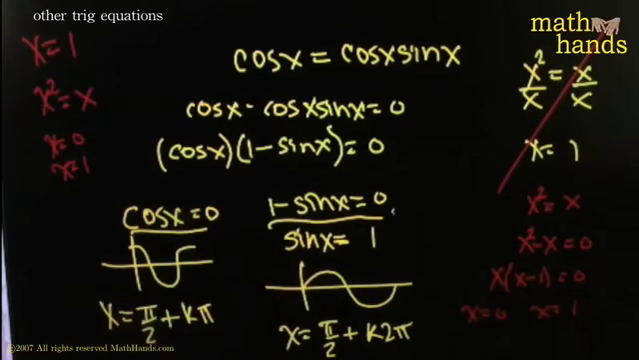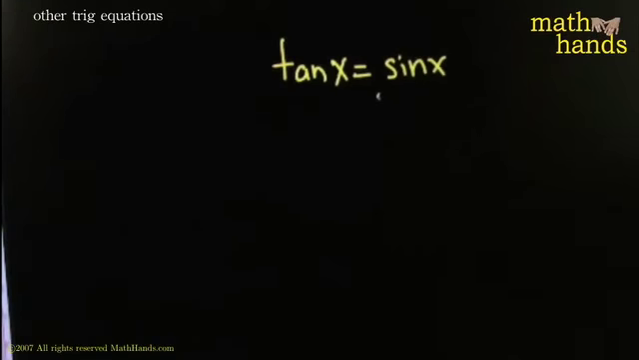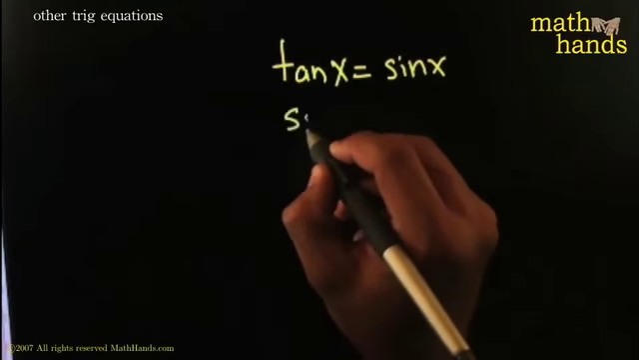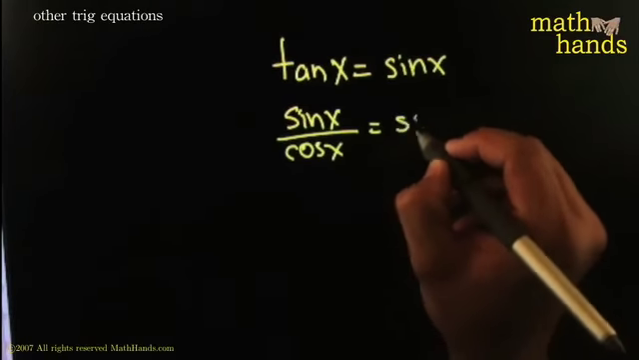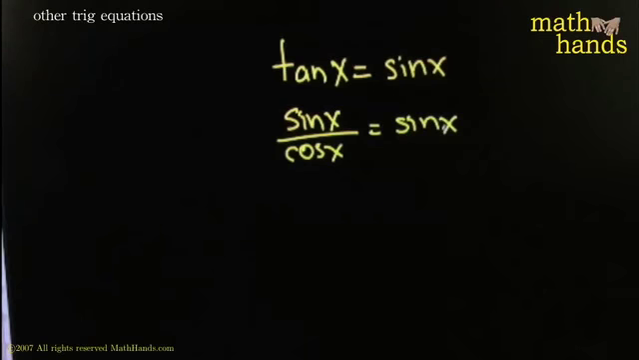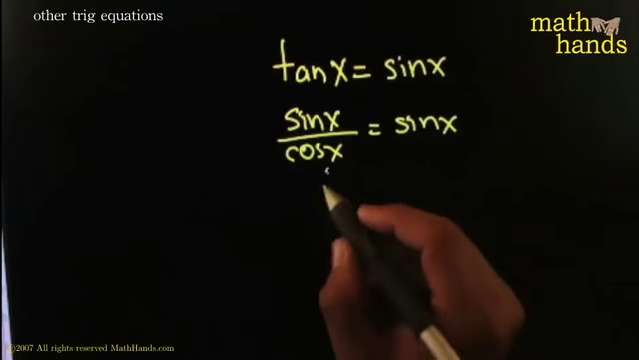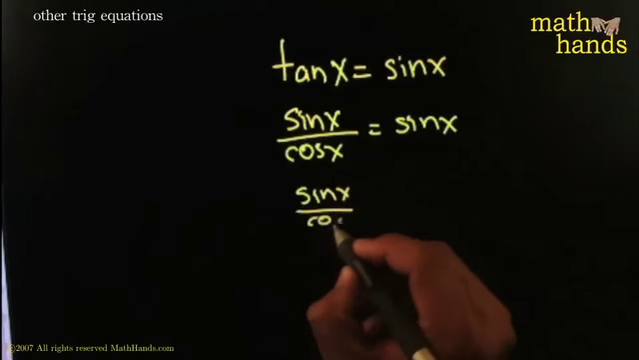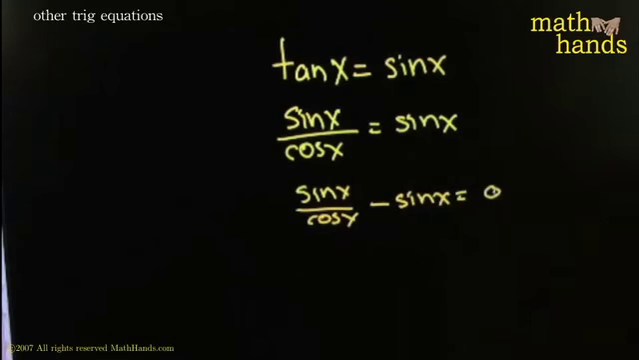Okay, let's look at the next one. This one's right out of the homework. Tangent x equals sine x. Here's what I'm thinking. The tangent is the same thing as sine x over cosine x, and that's equal to sine x. And then you could move everything to one side. So again, you don't want to cancel things because then you're throwing away solutions. So what you want to do is move everything to one side. Sine x over cosine x minus sine x, and that's equal to 0.